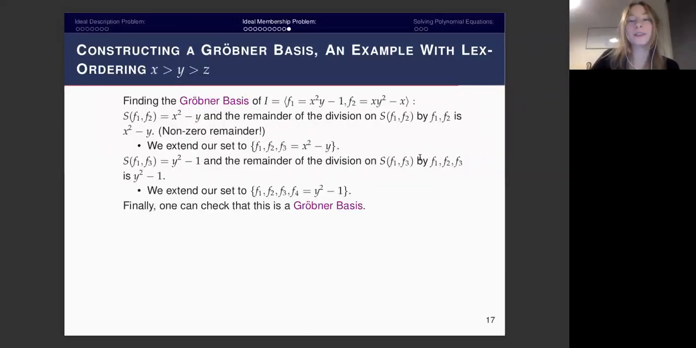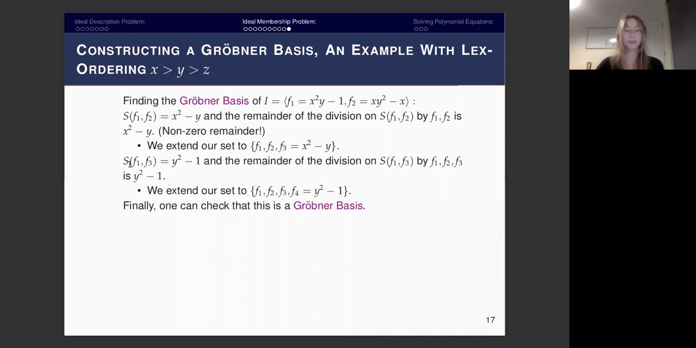Let's construct a Grobner basis together. But we will be using lex ordering with x greater than y greater than z. Let's consider the ideal I like this. We will be finding the S polynomial defined by f1 and f2, which is equal to x squared minus y, and the remainder of the division of the S polynomial defined by f1 and f2 by f1 and f2 is itself, so it is non-zero. This means that we need to extend our set to add the non-zero remainder and call it f3.